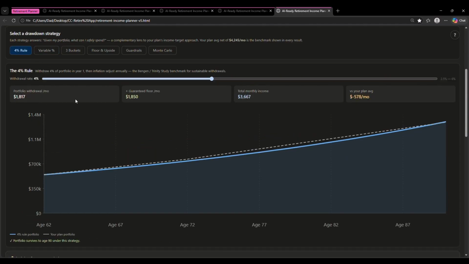The number that keeps coming back to this is this one: the difference between what each strategy suggests and what your plan targets. When that number is close to zero across multiple strategies, your plan is calibrated. When it's consistently in one direction, you have a clear signal about what to adjust.